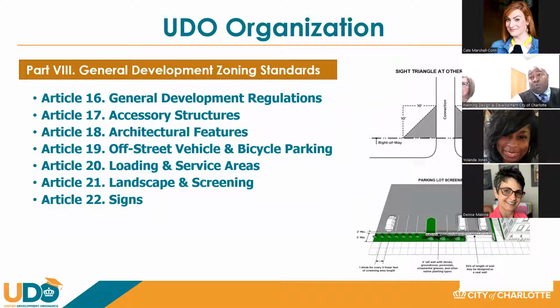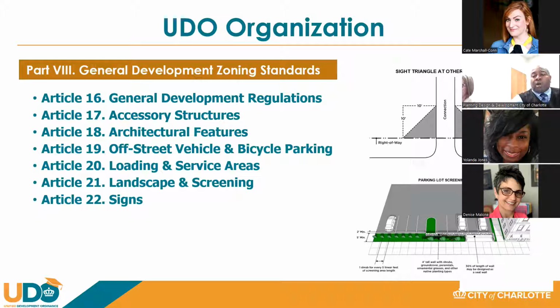Going into Part 8, general development standards, our zoning standards. This is our general development regulations. Your requirements for your accessory structures are in Article 17. Article 18 talks about required architectural features if it applies to your proposed use in your development project. Article 19 is your off-street vehicle and bicycle parking. Article 20 is typically loading and service areas for a proposed use.